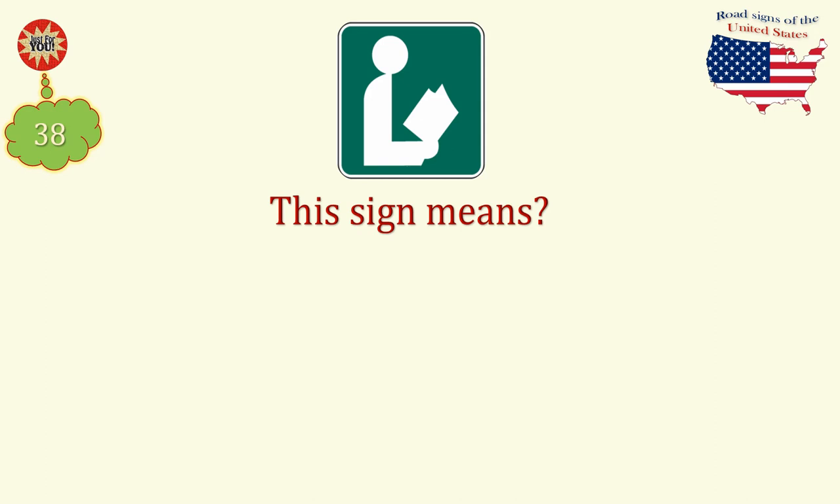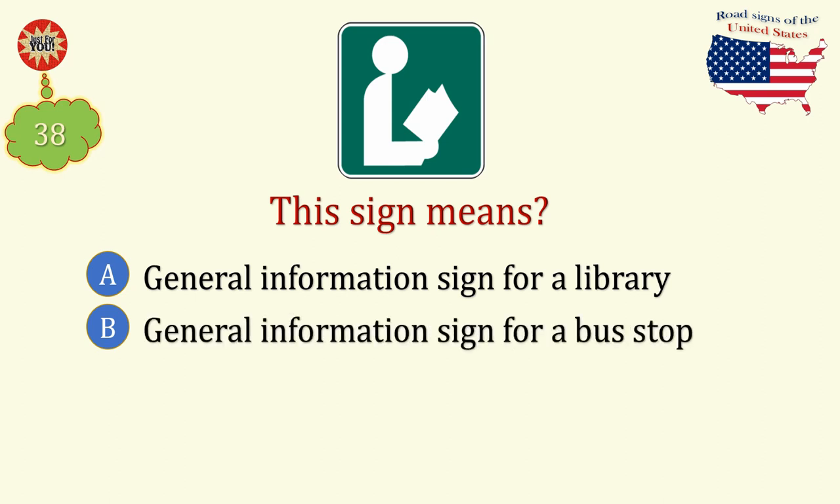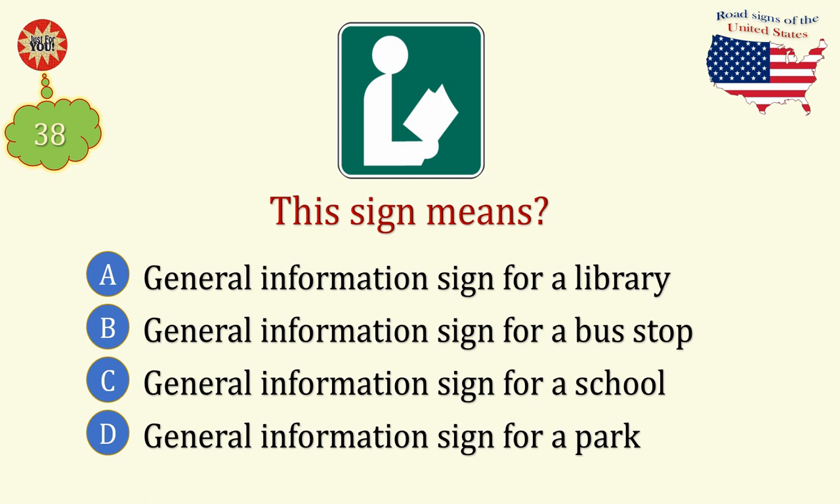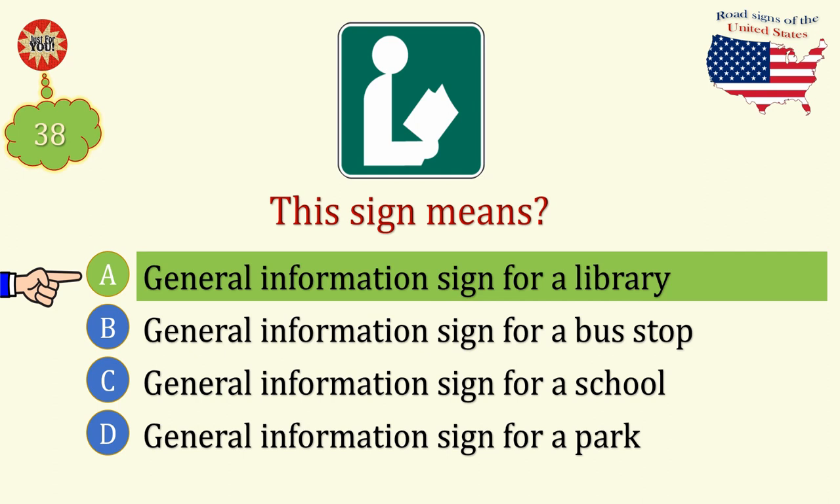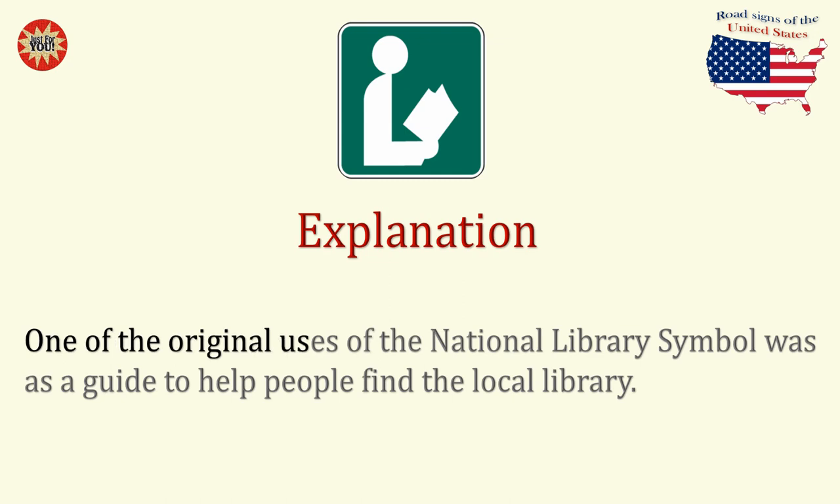This sign means? A. General information sign for a library. B. General information sign for a bus stop. C. General information sign for a school. D. General information sign for a park. The correct answer: A. General information sign for a library. Library. Explanation. One of the original uses of the National Library symbol was as a guide to help people find the local library.